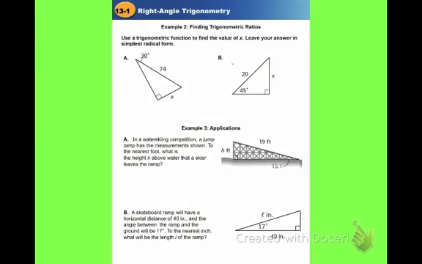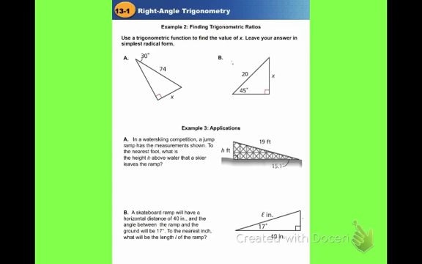Okay, so now that we know the trig ratios, and we even know some exact trig ratios for some of the special angles, 30, 45, and 60 degrees, now we're going to see how we can take those trig ratios and apply them to find missing parts of some right triangles. So the first examples we're going to look at are in some of these special right triangles. It says to use a trigonometric function to find the value of x and leave your answer in simplest radical form.